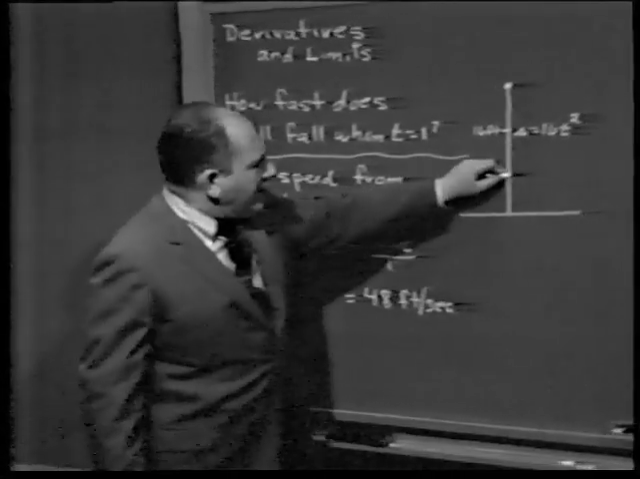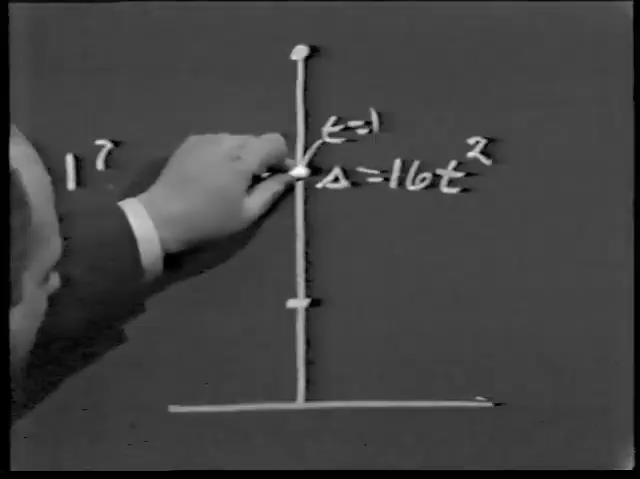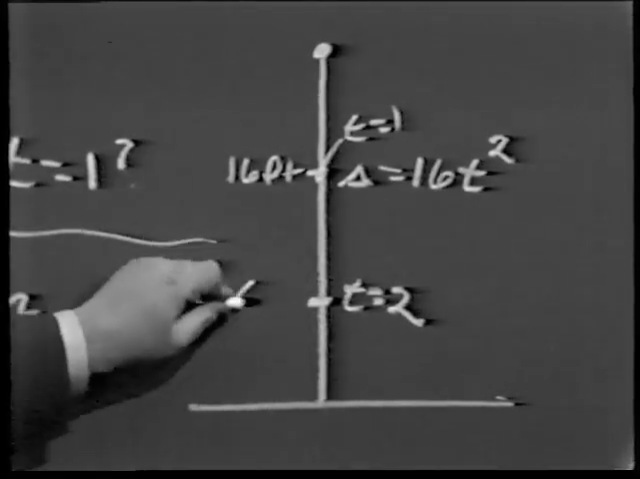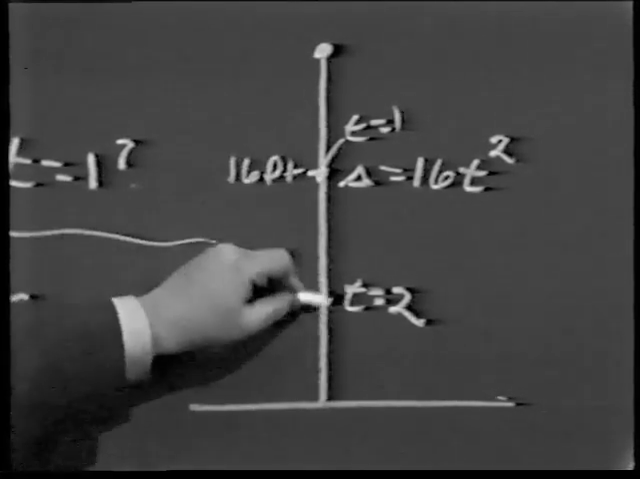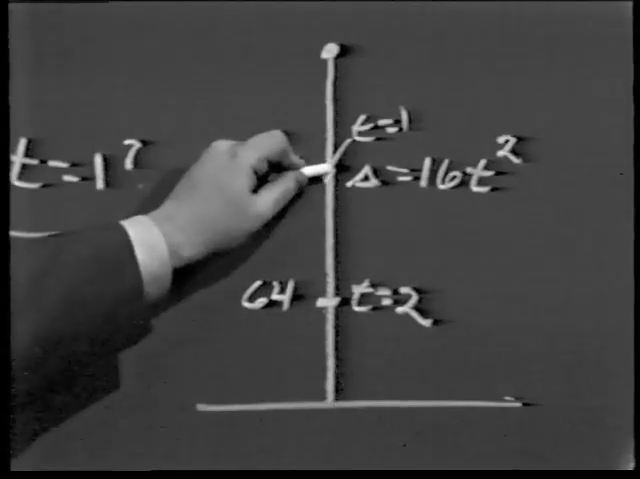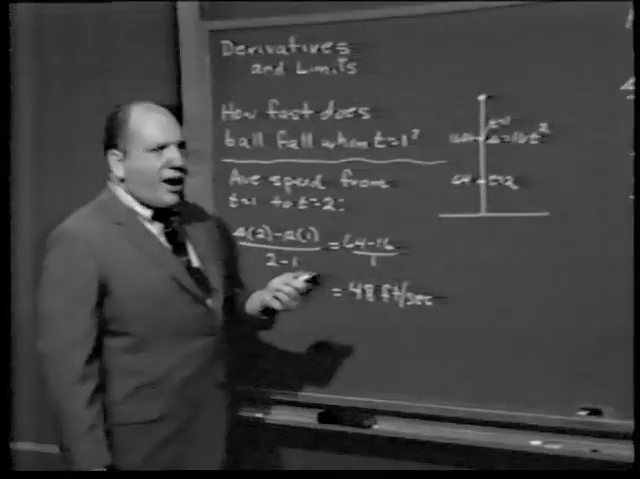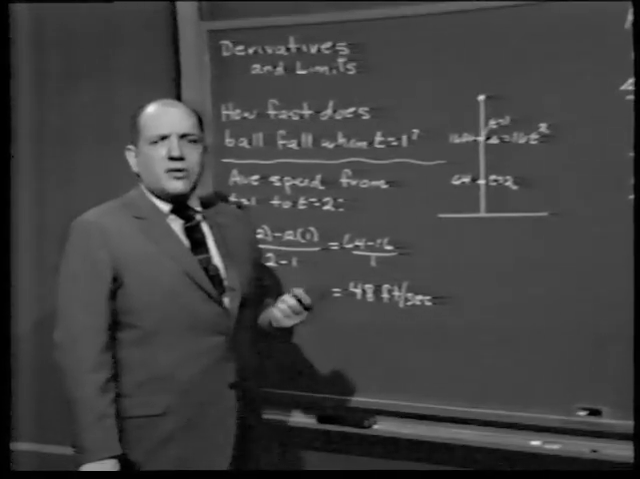Again, in terms of our diagram, at t equals 1, the object is over here. At t equals 2, the object is over here. It's fallen 64 feet. And so we compute the average speed by taking the total distance and dividing by the time that it took. Now, again, what we have done is found the right answer, but to the wrong question.